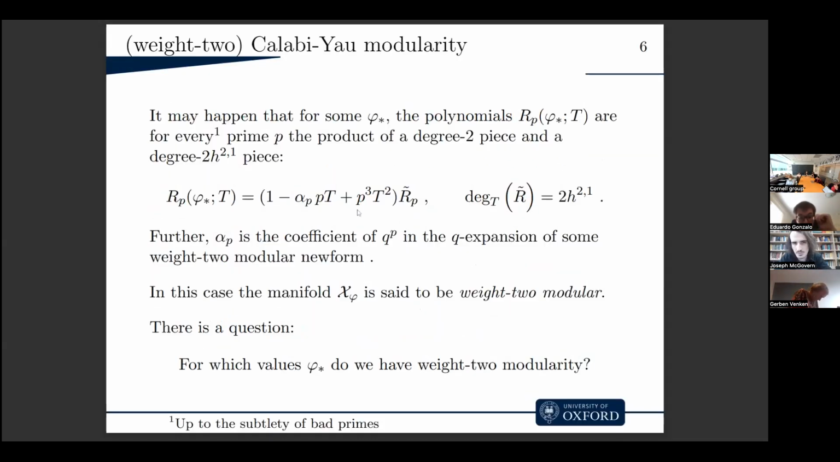And it could well happen that for some values of the moduli, that numerator factorizes and picks up a degree 2 factor. And when this can happen, this number alpha will be the coefficient of q to the p in some modular form's expansion. And if all of this has happened, and this doesn't happen generally, then you say that the manifold is weight 2 modular. And so the question is, for which values of the moduli does this occur?